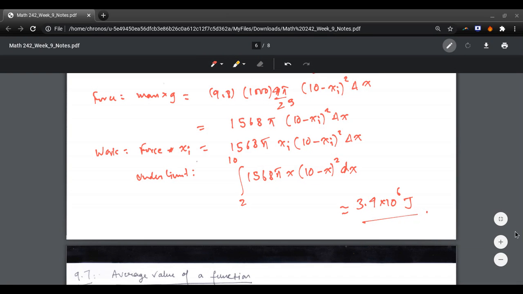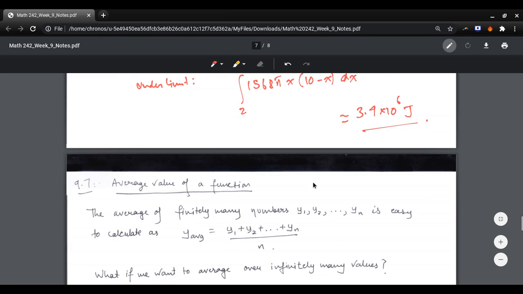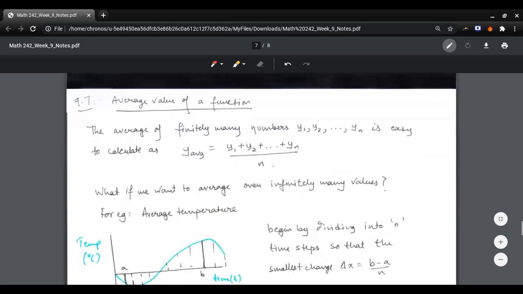Okay, now as a last application, we look at something called finding the average value of a function. Now the average of finitely many numbers is very easy. You add them up and then you divide by how many there are. For example, the average of 1, 3, and 5 is (1 plus 3 plus 5) over 3, 9 over 3 is 3.